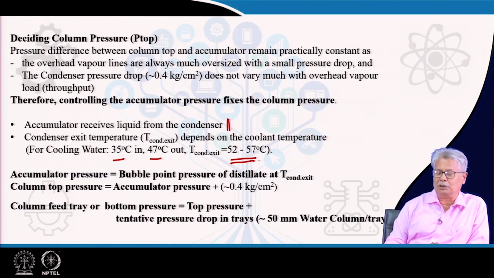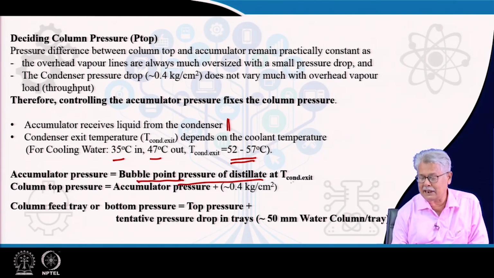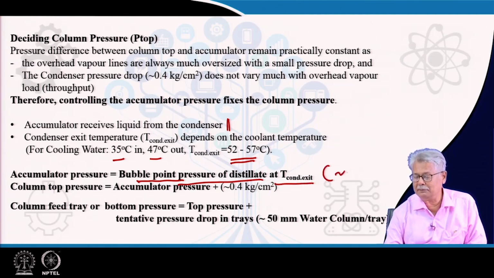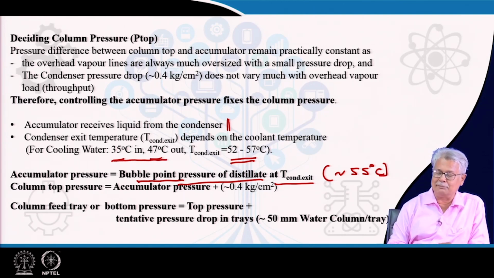So, if you are going to use a cooling water, possibly you will have a condenser exit temperature which will be anything between 52 and 57, which the designer has to decide. Now, that means inside your accumulator, that is going to be your temperature, and the accumulator pressure is the bubble point pressure of the distillate at the condenser exit, which is anything around say 55 degrees centigrade if your temperature of cooling water is 35 in and 47 out. So, that is something to note, that ultimately your accumulator pressure is decided by the coolant temperature.